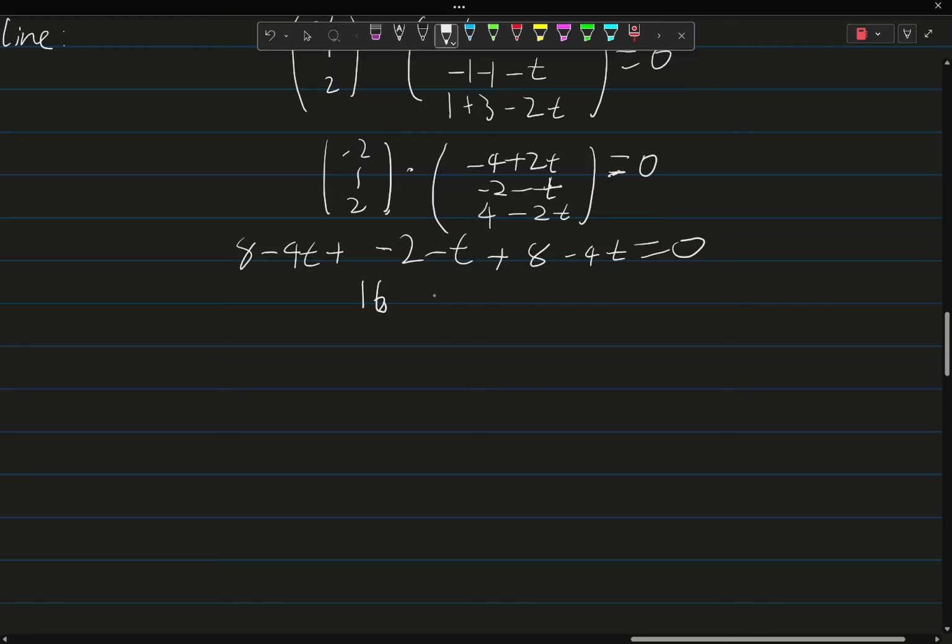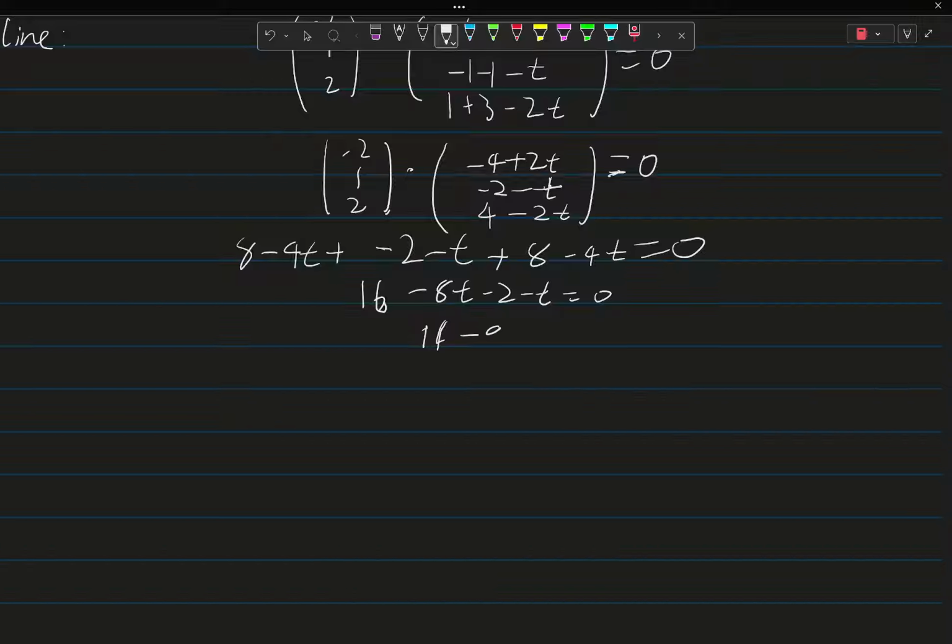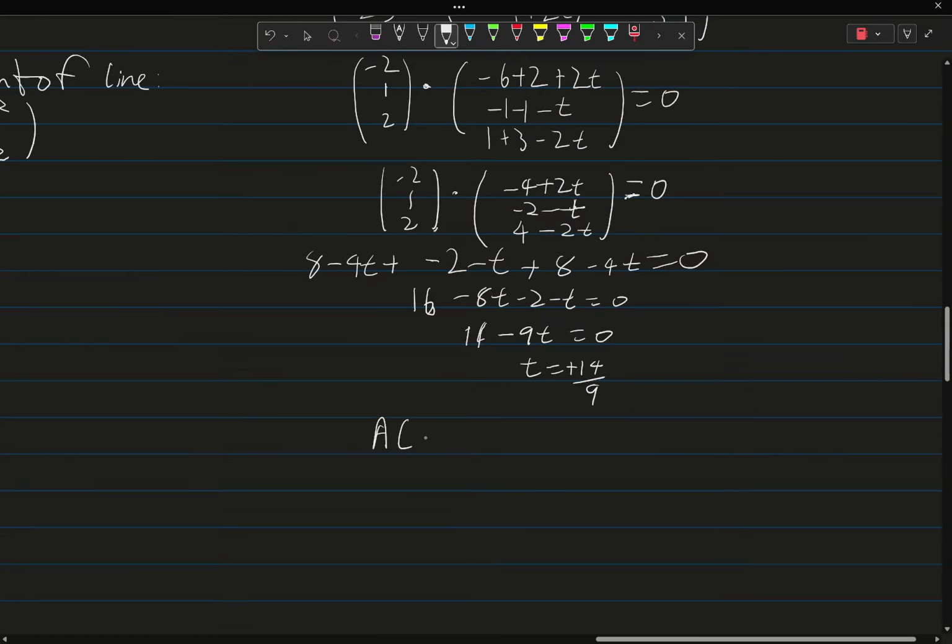That's my mistake. So we have 16 minus 8t minus 2 minus t, which is 0. 14 minus 9t equals 0. And then we have t equals 14 over 9. No, negative 14 over 9. And that is, yeah, that all checks out. No, positive 14 over 9. Which is, oh yeah.